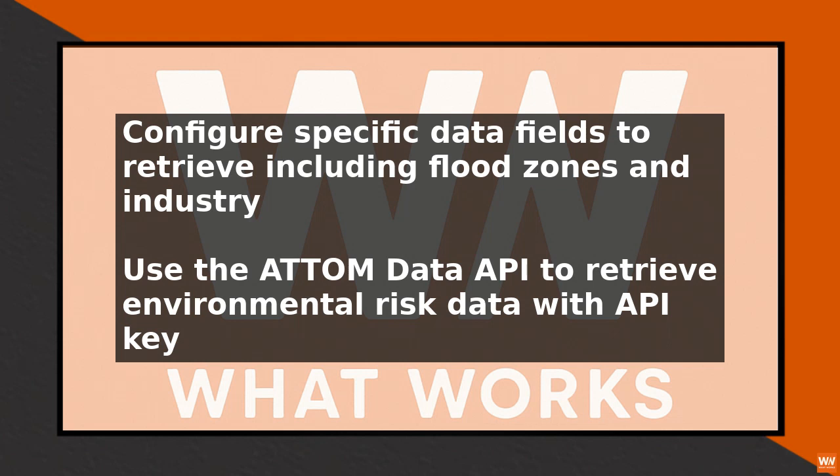In conclusion, configuring ATTOM Data environmental risk data is a straightforward process that requires creating an account, obtaining an API key, choosing the specific dataset, defining the geographic area, and configuring the data fields. By following these steps and using best practices, you can retrieve accurate and reliable environmental risk data to inform your business decisions.